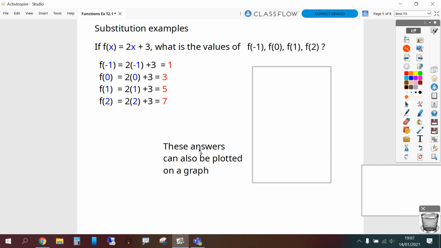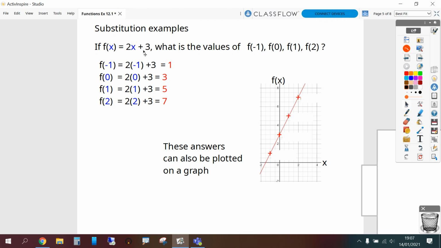Now these answers can also be plotted on a graph. And for this here, we should recognise that this is a straight line graph. And what we do is we look at the blue numbers and the red numbers, and they pair up, and these are our coordinates. Because the blue numbers are the x and the red numbers are the f of x, in which case it's on the y-axis.